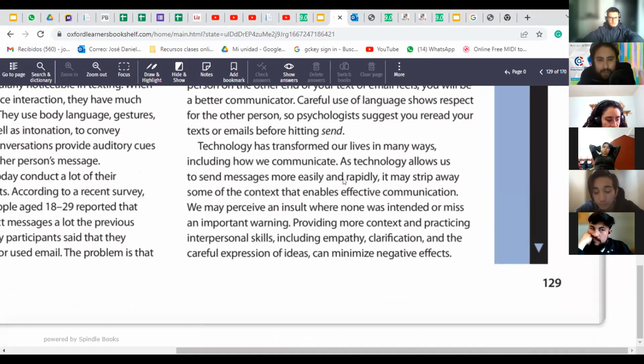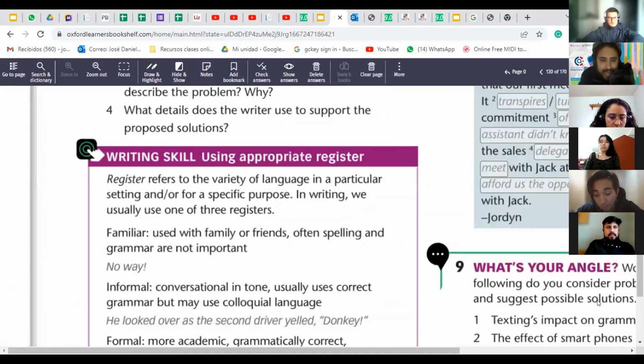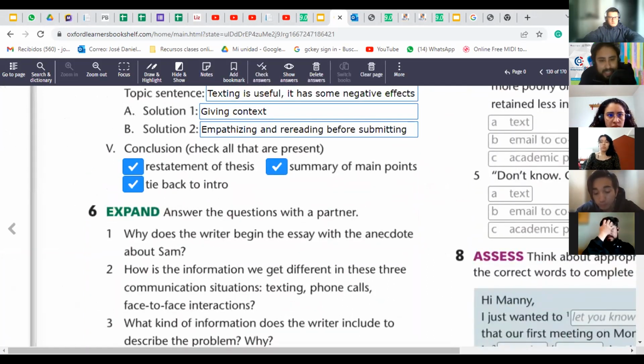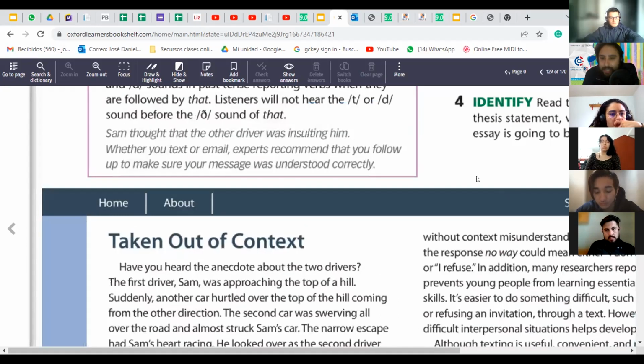Right? Yes. But also, as technology allows us to send messages more easily and rapidly, it may strip away some of the context that enables effective communication. I would say that is a very clear restatement of the thesis. So in this case, the writer chose to do everything. There is a restatement of the thesis.